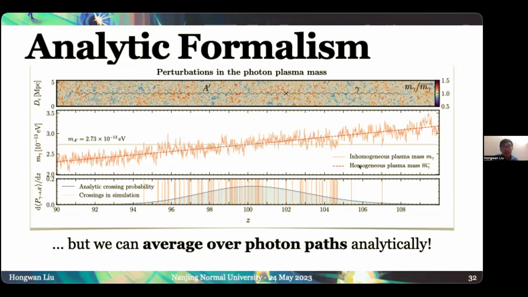And you can see that every time we draw a line, that's where we see some conversions, and there are a lot of conversions happening when the mean plasma mass, if we average over all of space, is equal to m_A', which happens in this case at a redshift of about 100. And then it goes away once the mean plasma mass drops significantly below m_A', at a redshift of something like 90. And in blue, this is the analytic result that we computed.